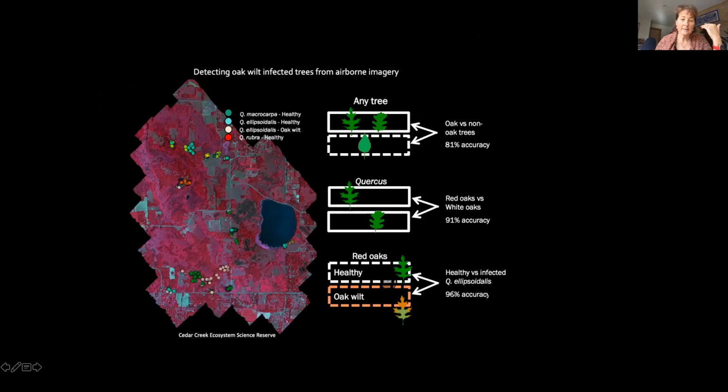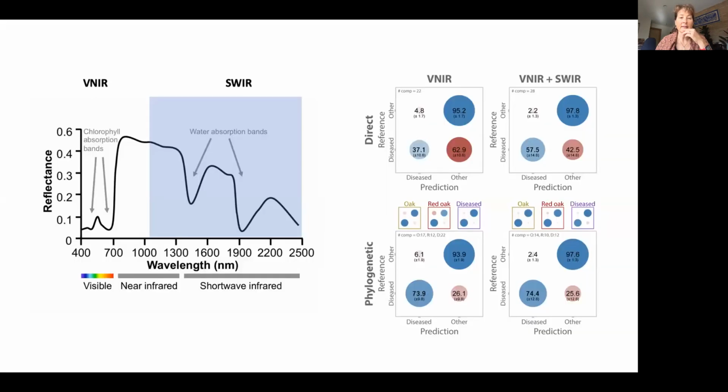And we've done a series of experiments at the leaf level in greenhouses and outside. What I'm going to show you now, though, is just from canopies in the field. And part of what we were trying to figure out is how much does the shortwave infrared really matter? Because the sensors that use the shortwave infrared information are more expensive.